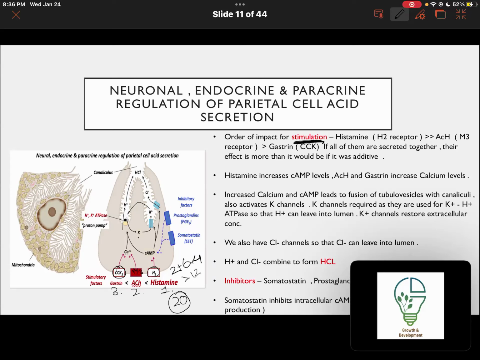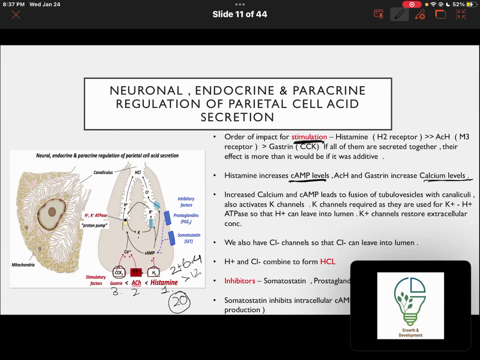So if they all act together, the effect is going to be much greater than if they act individually. Another important thing, and this is very important, by the way, is what they increase inside the cell. So now that they've acted on the receptor, what intracellular changes come about because of this interaction between the ligand or the hormone or the neurotransmitter and the receptor. So histamine increases the cAMP level, which is cyclic AMP, whereas ACH and gastrin increase calcium levels. And you can see this in the diagram as well.